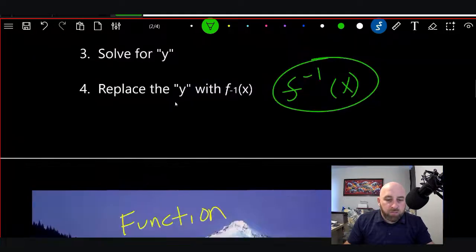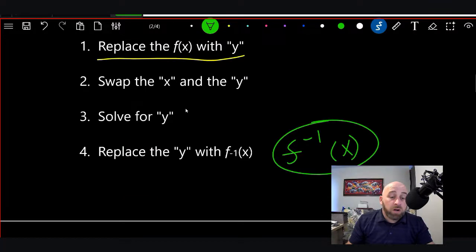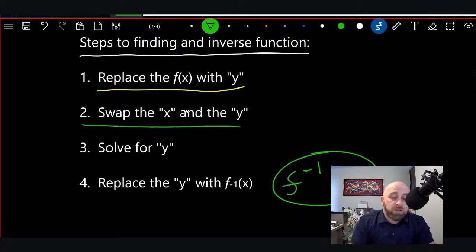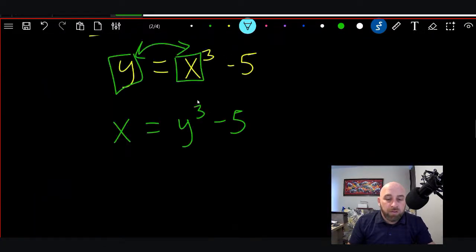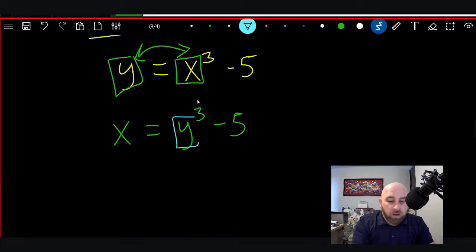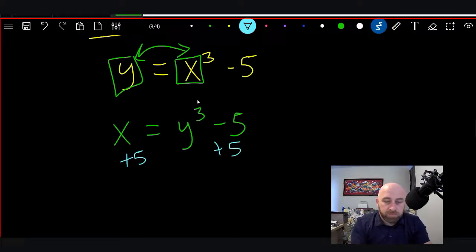Now if we look back up here, that was step number 2 where we swap the x and the y. And now we are on to step number 3. We want to solve for y. So we want to come down here and get y by itself. How are we going to do that? Probably the easiest way is if we add 5 to both sides. And that's going to give us x plus 5 equals y cubed.